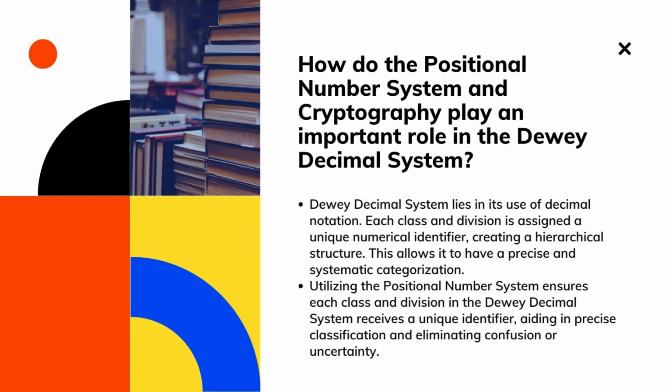In the positional number system, the Dewey Decimal System lies in its use of decimal notation. Each class and division is assigned a unique numerical identifier, creating a hierarchical structure. These allow it to have a precise and systematic categorization. It also represents values based on their position and is mirrored in the hierarchical organization of the Dewey Decimal System. The use of the positional number system ensures that each class and division is assigned a precise and unique identifier, eliminating ambiguity in the classification process.